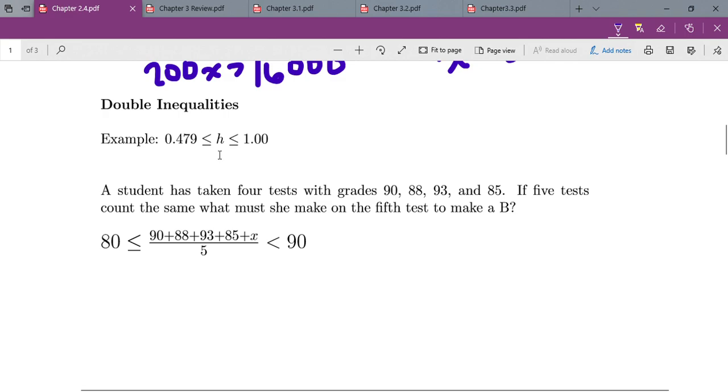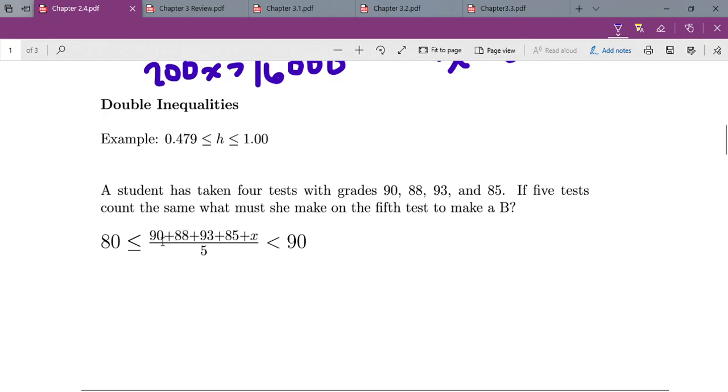0.479 is less than or equal to h is less than or equal to 1. A double inequality simply has an inequality on the left and also has an inequality on the right. So a student has taken 4 tests with grades of 90, 88, 93, and 85. If 5 tests count the same, what must she make on the 5th test to make a B?